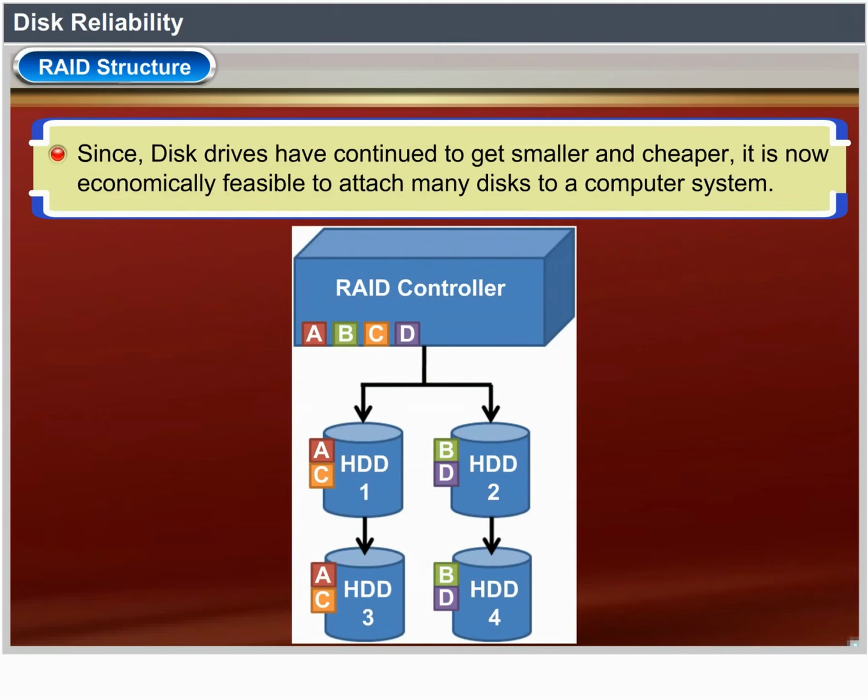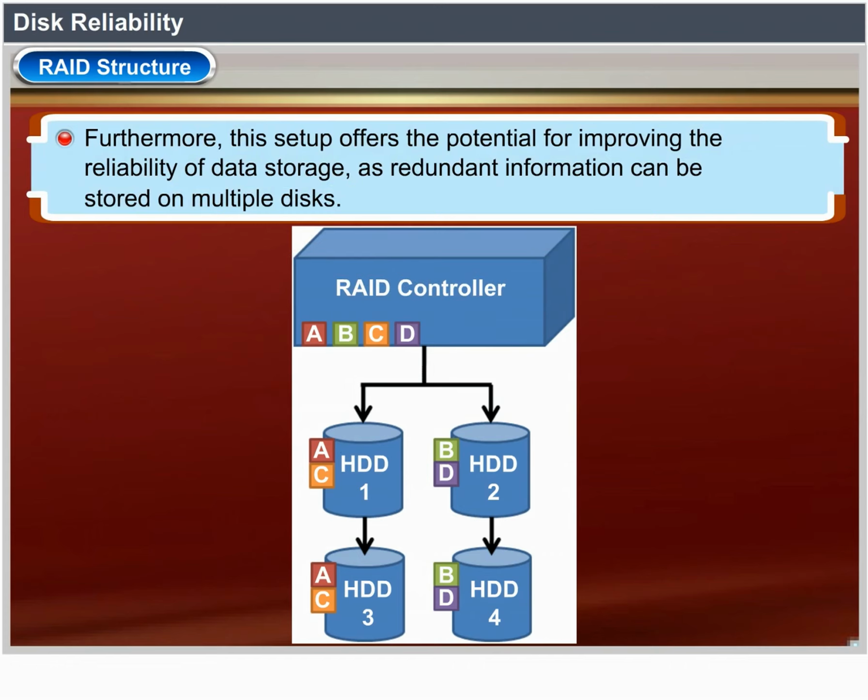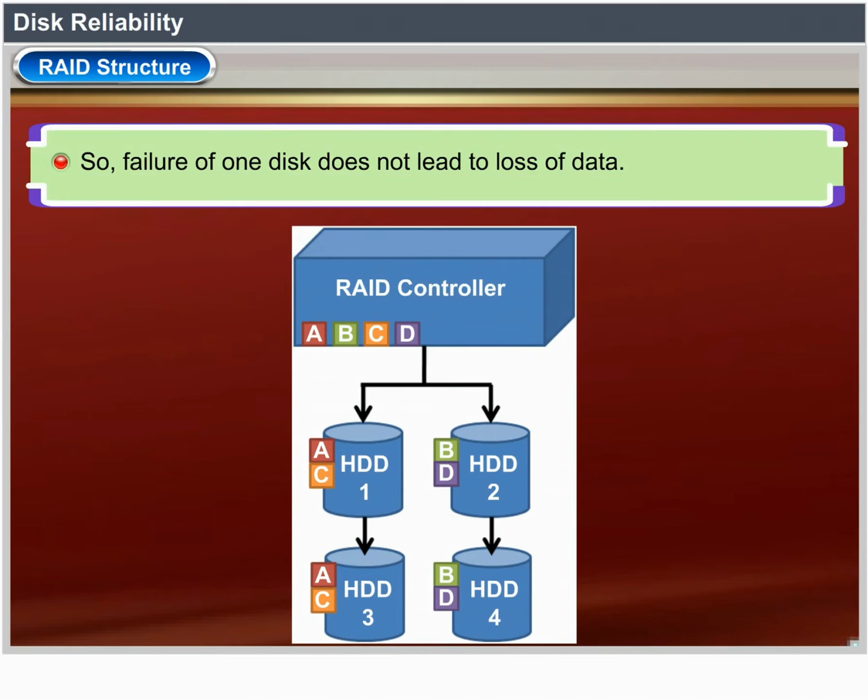Having a large number of disks in a system presents opportunities for improving the rate at which data can be read or written if the disks are operated in parallel. Furthermore, this setup offers the potential for improving the reliability of data storage because redundant information can be stored on multiple disks. Thus, failure of one disk does not lead to loss of data.